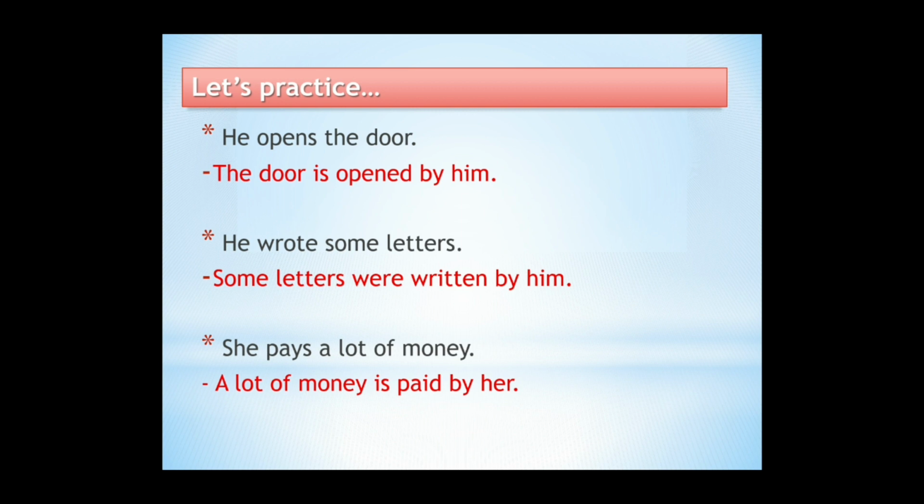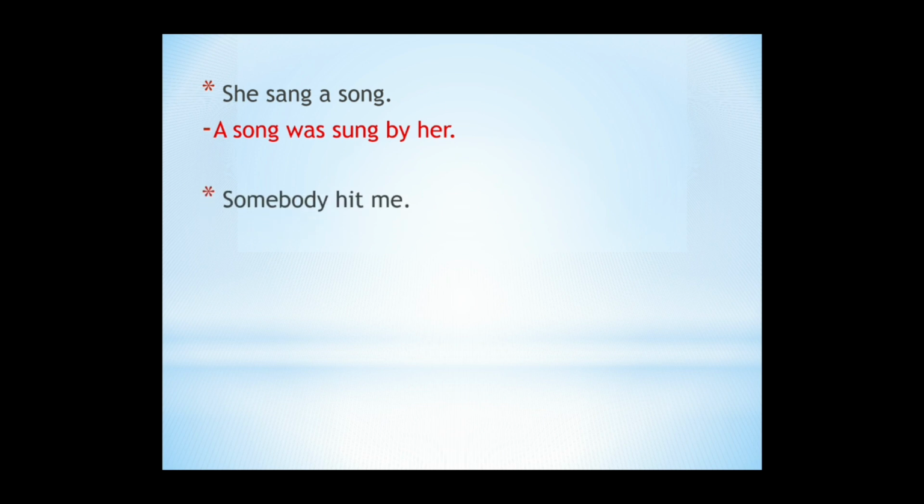She sang a song. She sang a song. This is a past simple sentence. Yes. So it's gonna be a song was sung by her. Another example, somebody hit me. Somebody hit me. So me turns to be I was hit by somebody. We didn't change the verb here because the verb hit is an irregular verb. The present, the past, and the past participle are the same. It's hit, hit, hit. I was hit by somebody.